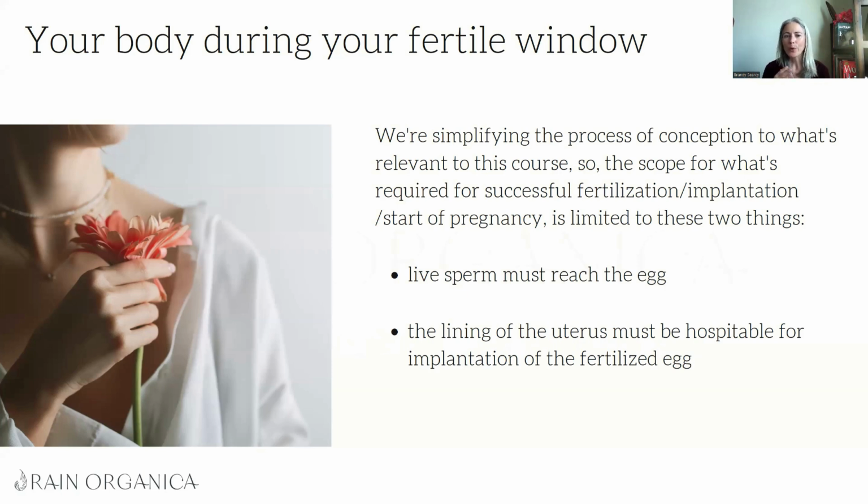So for the scope of this course, what's required for successful fertilization and implantation of the fertilized egg, aka the start of pregnancy, is limited to two things. The first of those is live sperm must reach the egg. The second of those is the lining of your uterus must be hospitable for implantation of the fertilized egg.